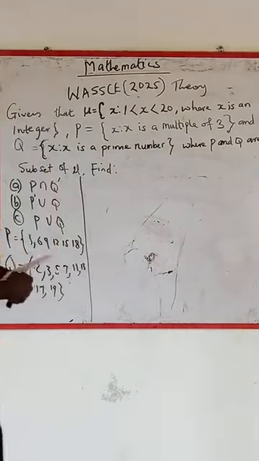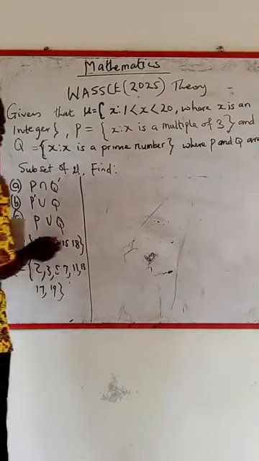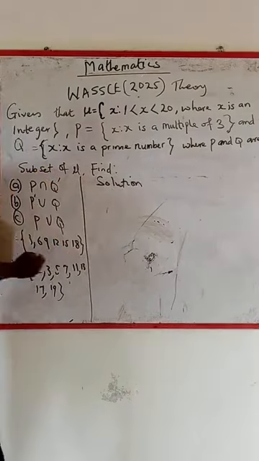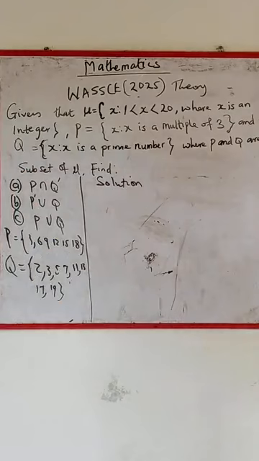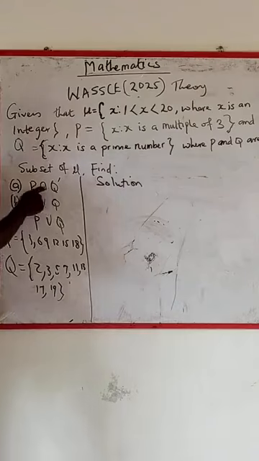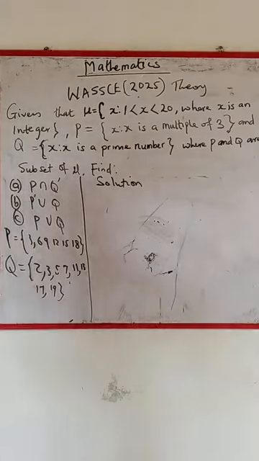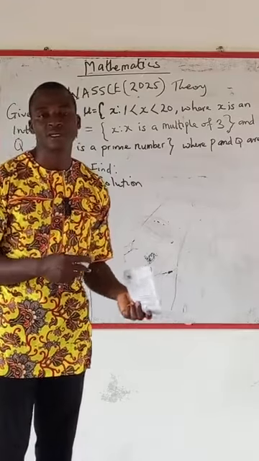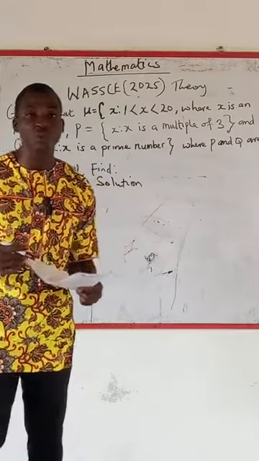Now, what's the question? We now go to the solution. I was only explaining the question for us to know how to solve it. Don't forget, whenever you see something like this, we call it the intersection of sets. Intersection of sets is what is common to two sets.